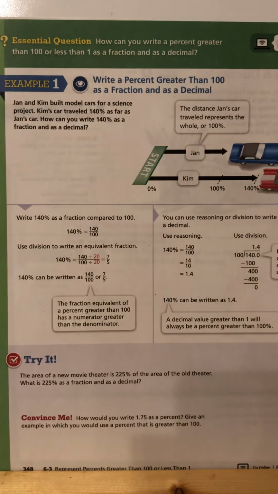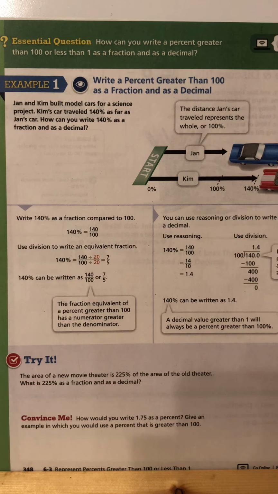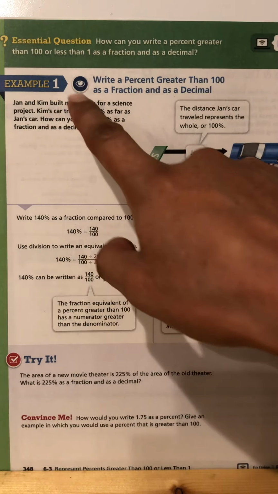Essential question: How can you write a percent greater than 100 or less than 1 as a fraction and as a decimal? So, starting with example 1.